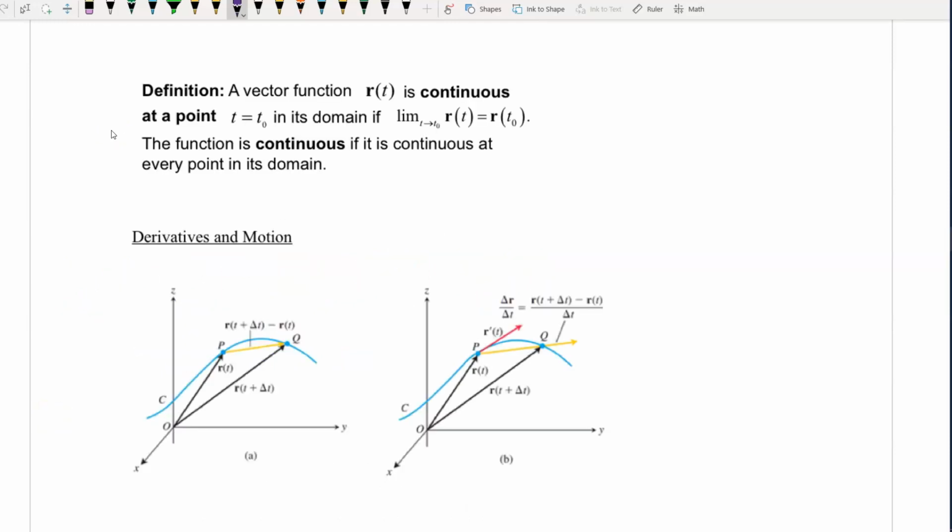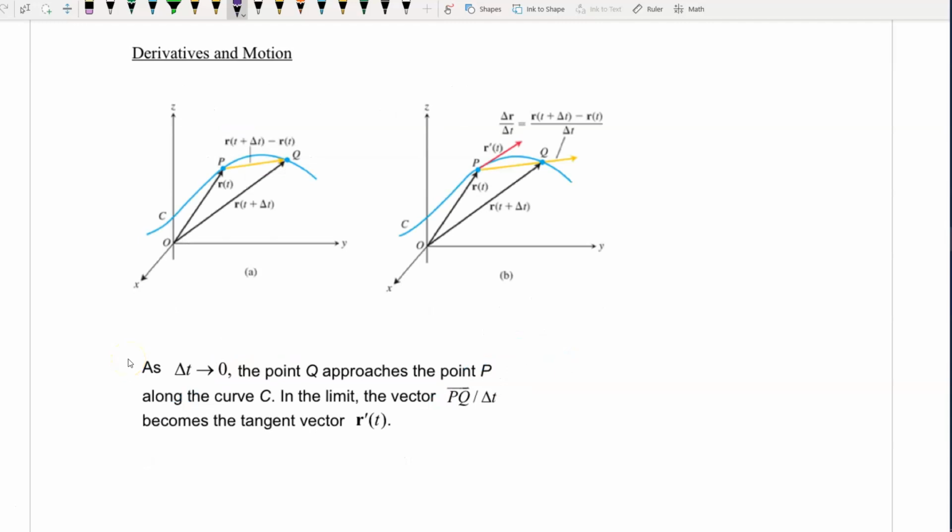Definition: a vector function r of t is continuous at the point t equal to t naught in its domain if the limit of r of t as t approaches t naught equals r of t naught. The function is continuous if it is continuous at every point in its domain.